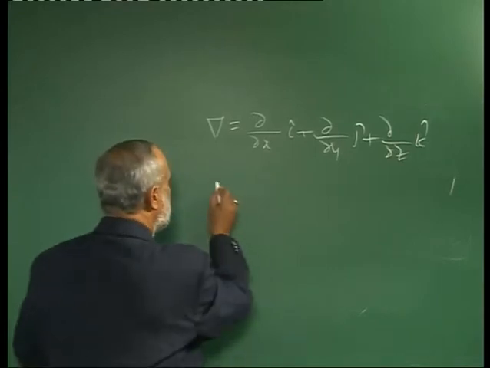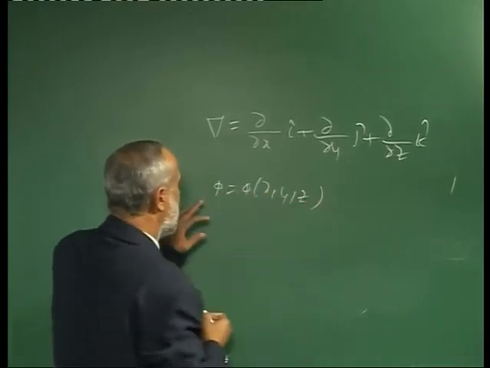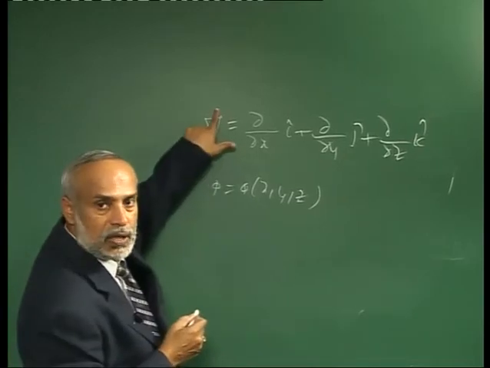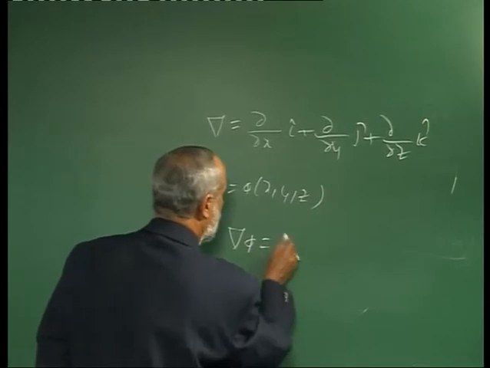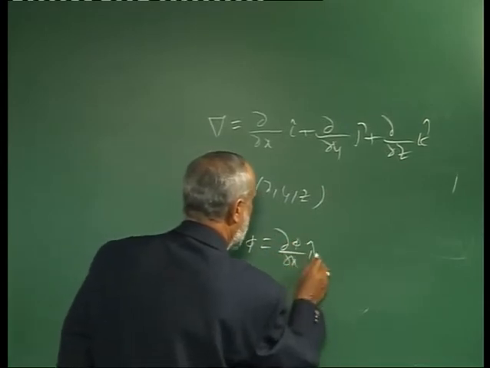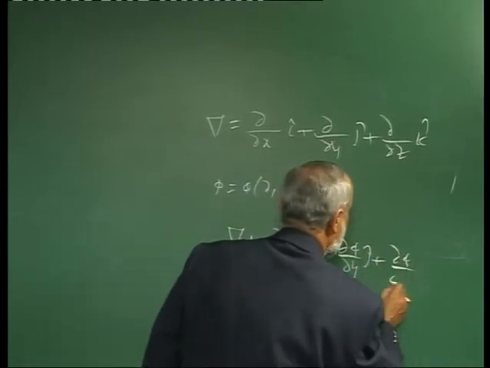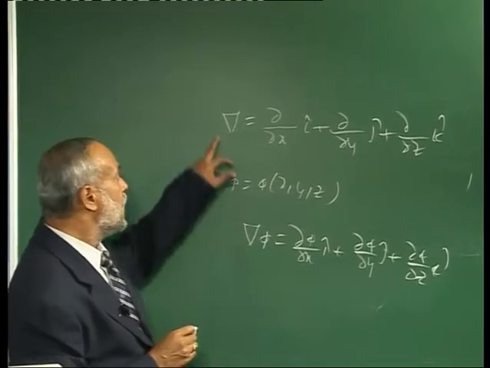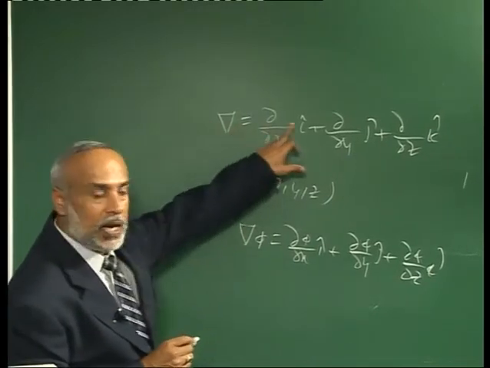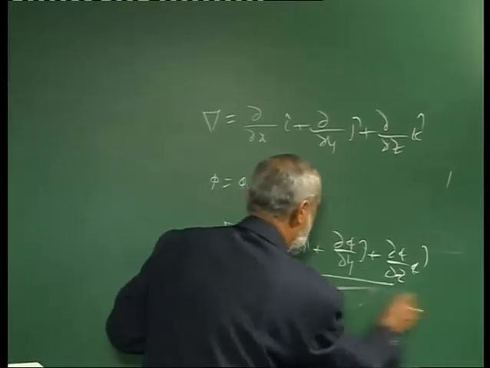And phi is given as phi of x comma y comma z. Now you can multiply this phi with the gradient. This is gradient of phi is equal to dou phi by dou x i cap, dou phi by dou y j cap, dou phi by dou z k cap. This is the definition of the gradient of phi. By using del, the differential operator, and phi, you multiply these two and you get the gradient of phi formula.